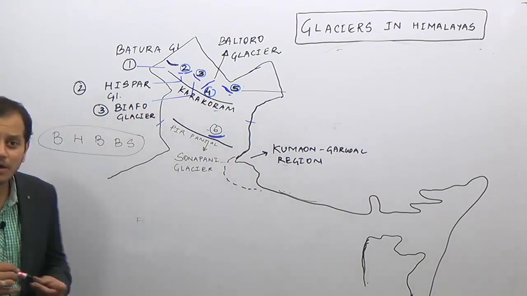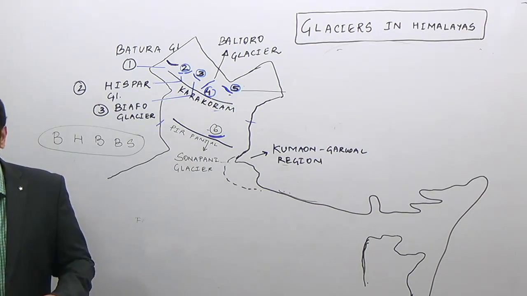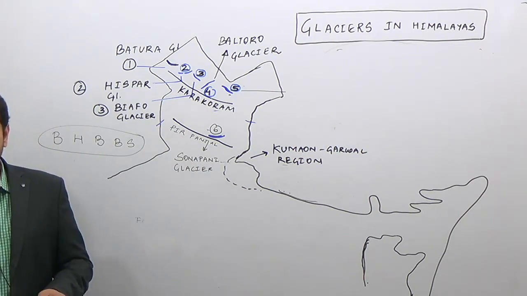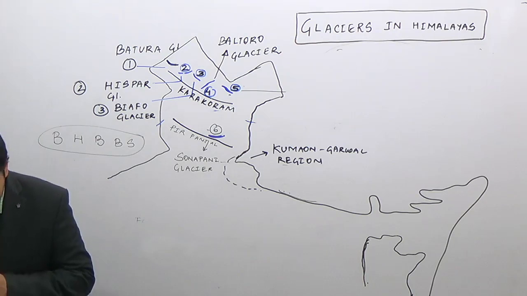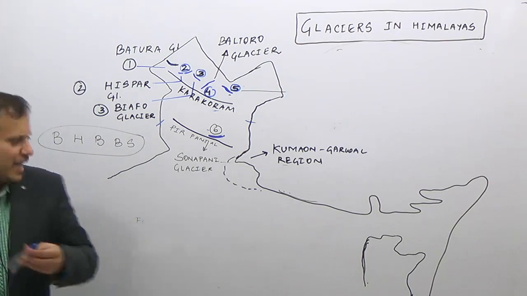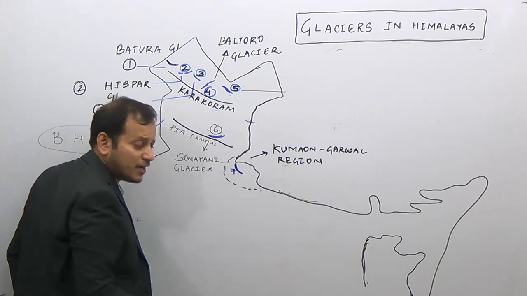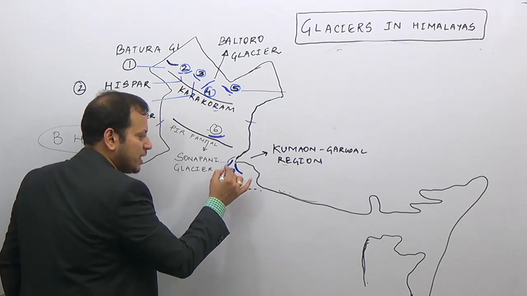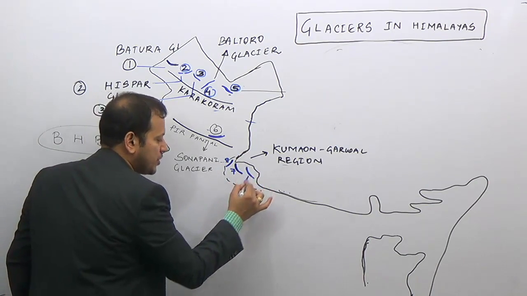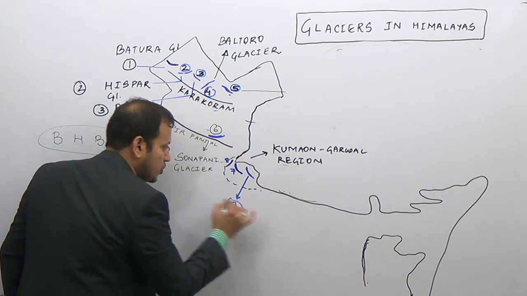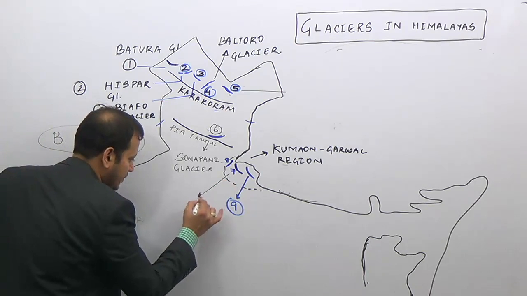Now, what are these important glaciers? There are 3 important glaciers in this region, and you are familiar with them. You are familiar with Gangotri Glacier in the state of Uttarakhand, you are familiar with the Yamunotri Glacier, and you are familiar with Milam Glacier in the state of Uttarakhand. So what is our 7th point? The 7th glacier is Gangotri Glacier.